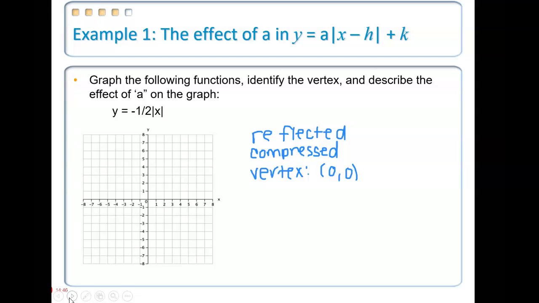For most of what we're going to look at today, we're not moving our graphs left or right. We're just looking at stretching and compressing as well as reflecting. That 1/2 represents my slope. So from my vertex, I am going to apply a slope of positive or negative 1/2. The vertex is 0, 0. My slope is negative 1/2 to the right, meaning it goes down 1 and over 2 to the right of the vertex.